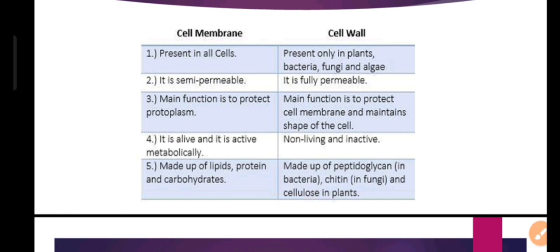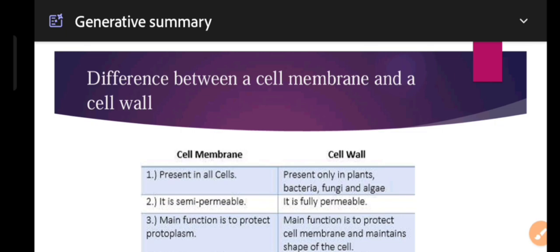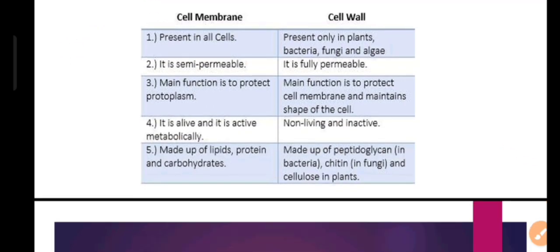The cell membrane is alive, it is a living structure of the cell, and it is very active metabolically. But the cell wall is non-living, it is inactive comparatively. The cell membrane is made up of proteins, lipids, and carbohydrates, but the cell wall is made up of peptidoglycan in bacteria, chitin in fungi, and cellulose in plants. Understand, this is the difference between the cell membrane and cell wall.